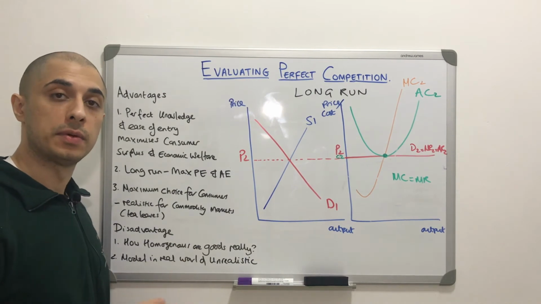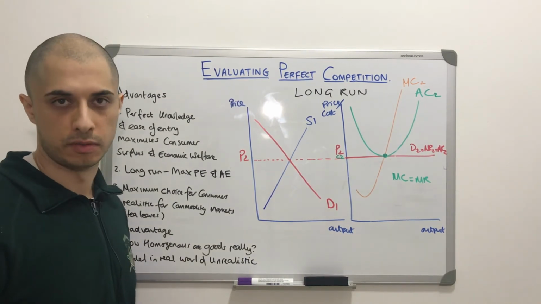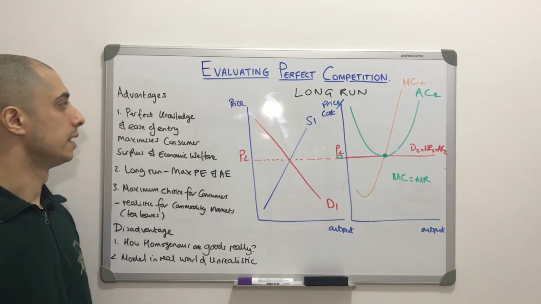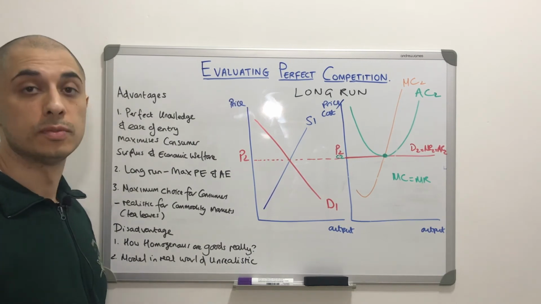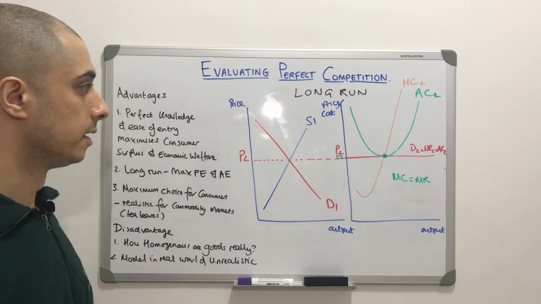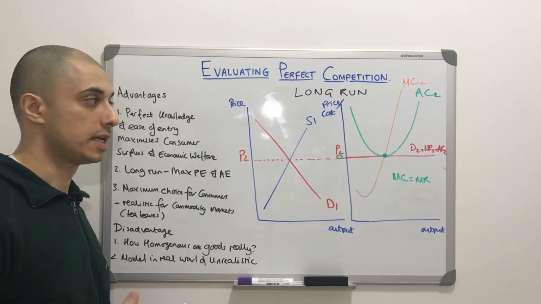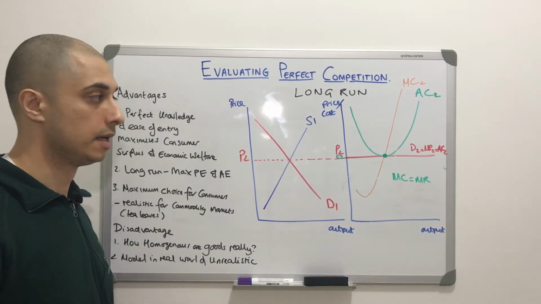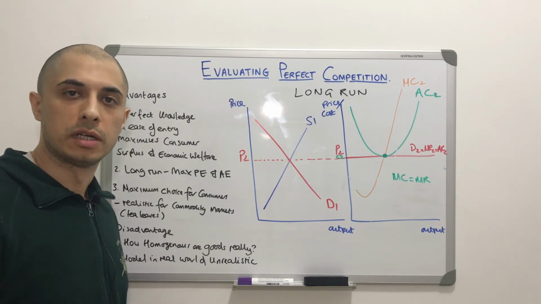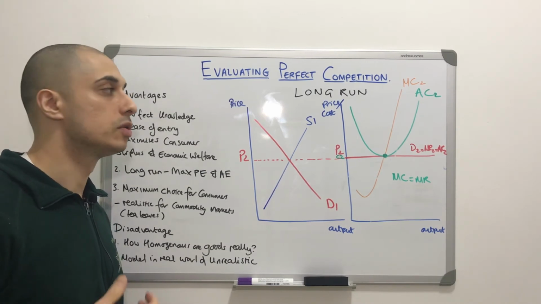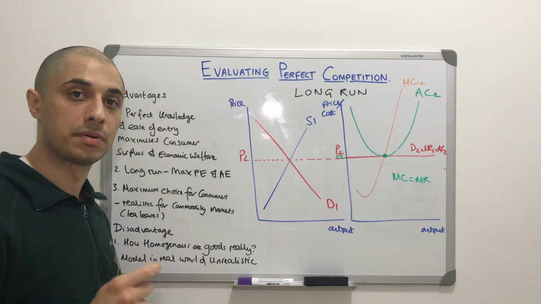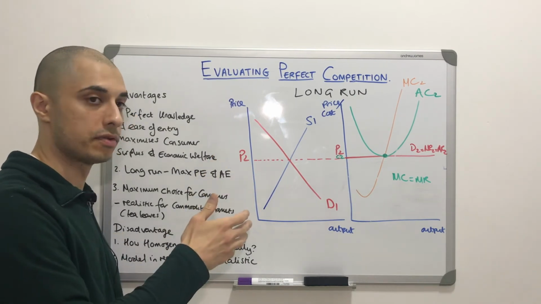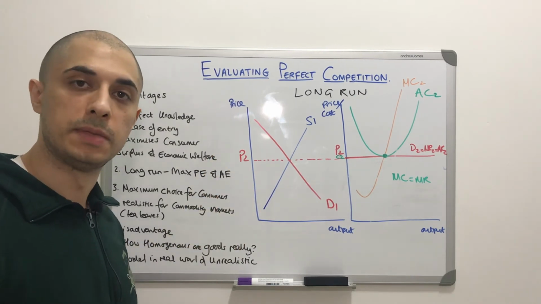Finally, just to evaluate overall perfect competition, let's quickly run through the advantages. Perfect knowledge and ease of entry maximizes consumer surplus and economic welfare. So consumers are getting a good deal out of this because they're getting the lowest possible price. But also they're not being exploited like they would be in a monopoly, because firms are price takers. Therefore, consumer surplus is being maximized.